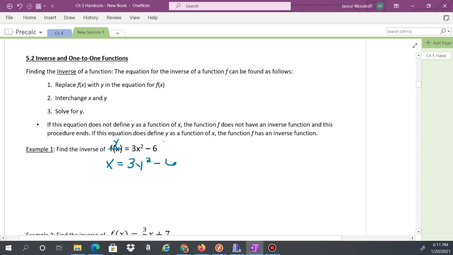Okay, then I'm going to solve. So I'm going to solve for y. I'm going to add 6 to both sides. That's going to give me x plus 6 equals 3y squared. Then I'm going to divide both sides by 3. Okay, then I had x plus 6 over 3 equals y squared. Up over here.